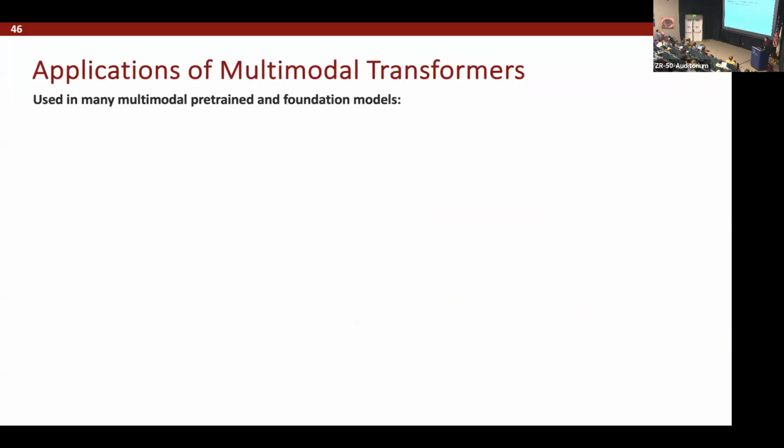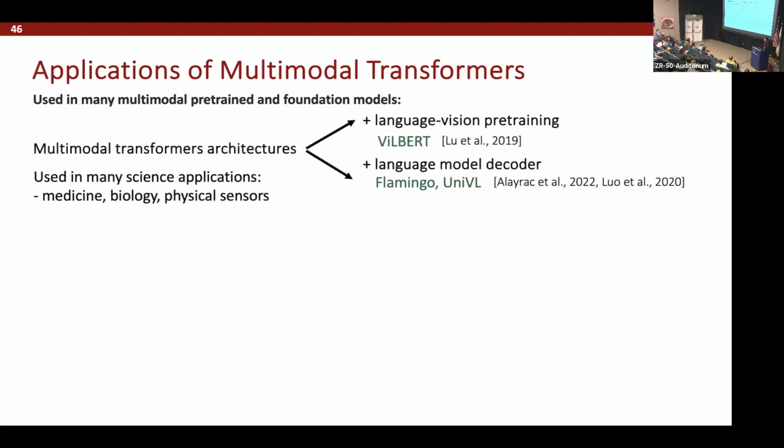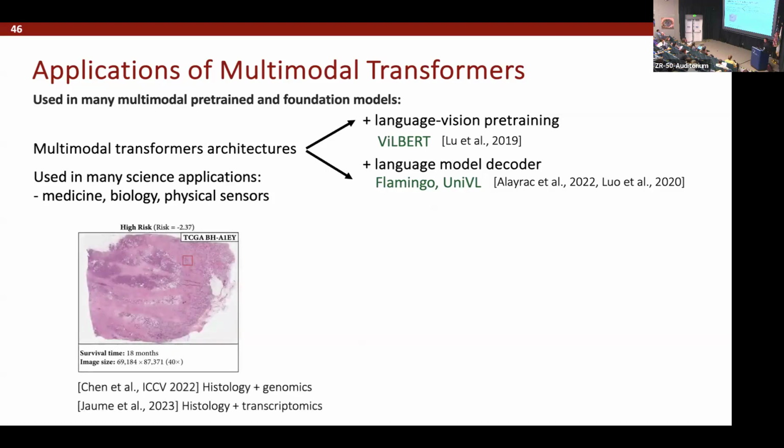So nowadays, these multimodal transformers are used virtually everywhere. They're used in vision language pre-training, with lots of unlabeled data. You can apply multimodal transformers and make self-supervised predictions. And you can put a language model decoder on top of that, and this gives you a lot of these multimodal language models.